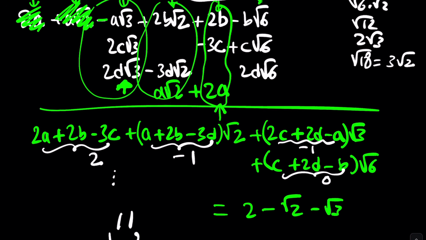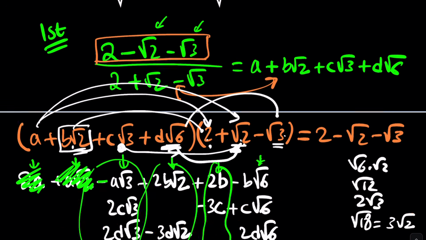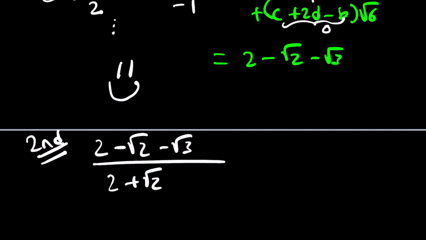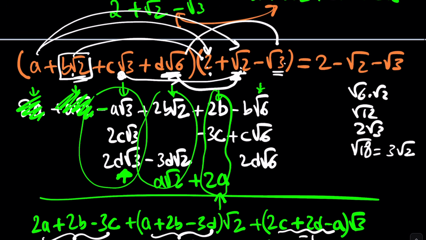Now, what was the expression again? I forgot. 2 minus root 2 minus root 3 divided by 2 plus root 2 minus root 3. Let me double check. Minus, minus, plus, minus.